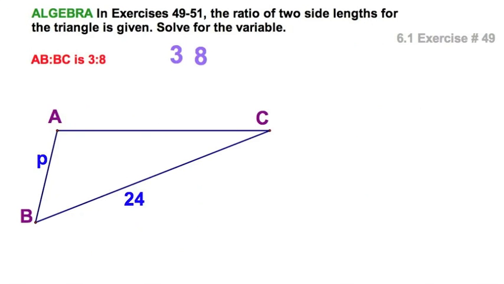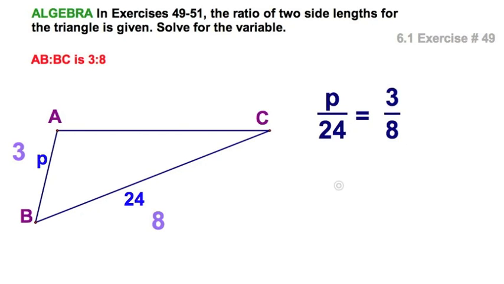Well, let's apply this ratio to this figure. AB is to BC as 3 is to 8. Well, that's the ratio, so let's set it up. I can write it out this way. P is to 24 as 3 is to 8. Now, you all know that you can do the cross product. Yeah, we could do that.